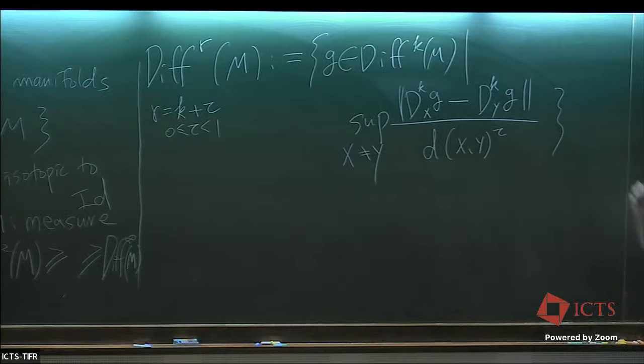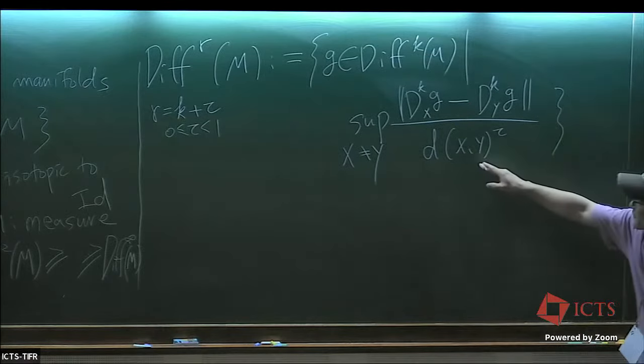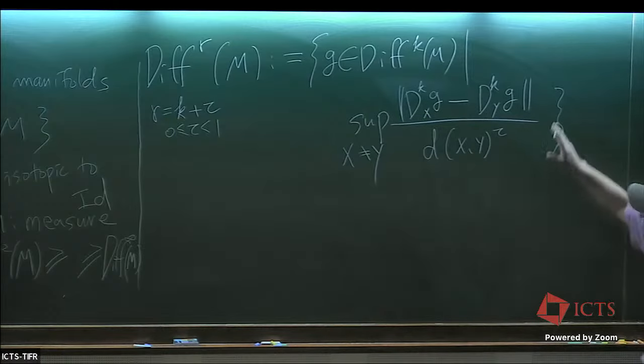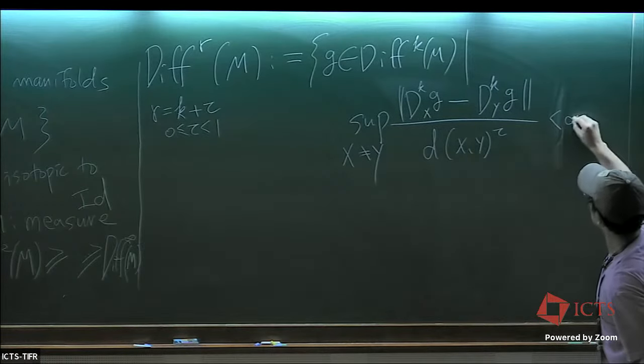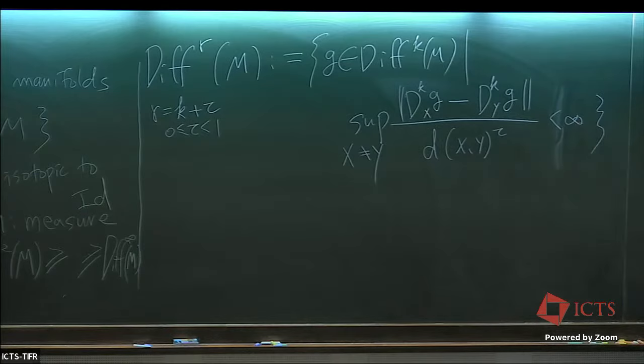So compare the operator norm, take the difference, and compare with the half power of the distance, and it is finite. So this is the definition. This is nothing more than just the definition of the kth derivative being tau-Hölder continuous. And it is an interesting exercise, actually elementary but interesting chain rule exercise, to verify that this is a group.